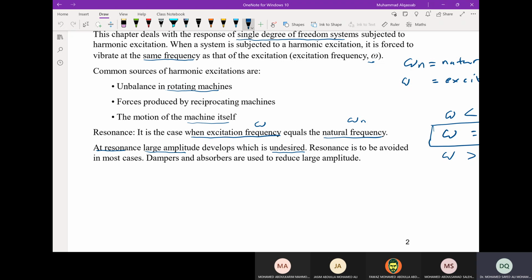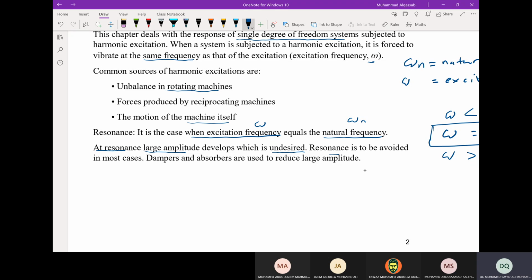In most cases, high or large amplitude is undesired. The reason is that it will lead to fatigue and cyclic loading, and the spring will be under compression and tension, and with large amplitude, it will break at resonance. Resonance is to be avoided in most cases, because it will lead to failure.